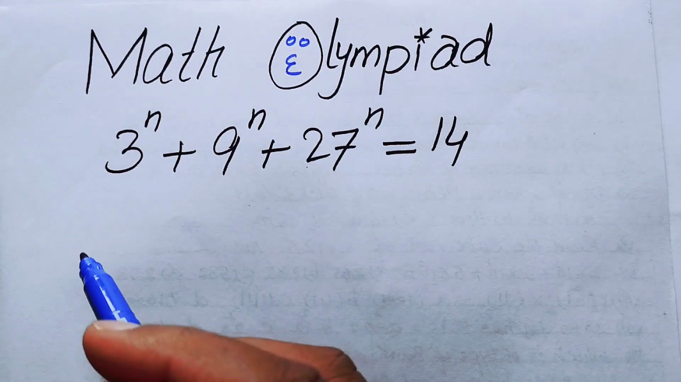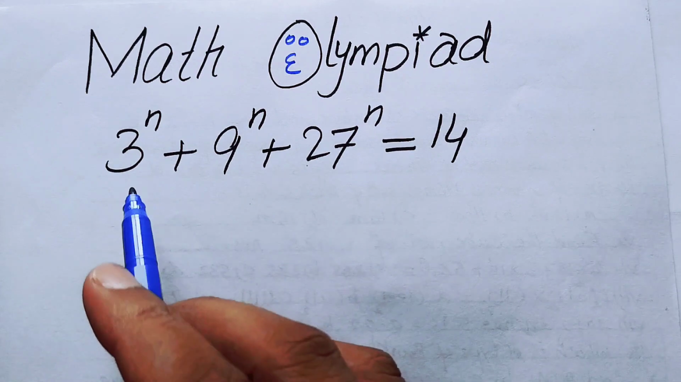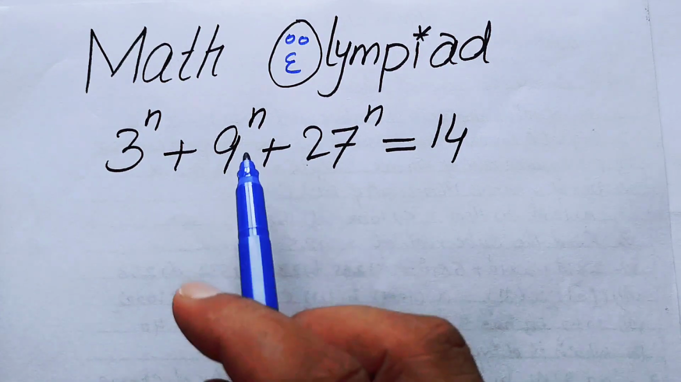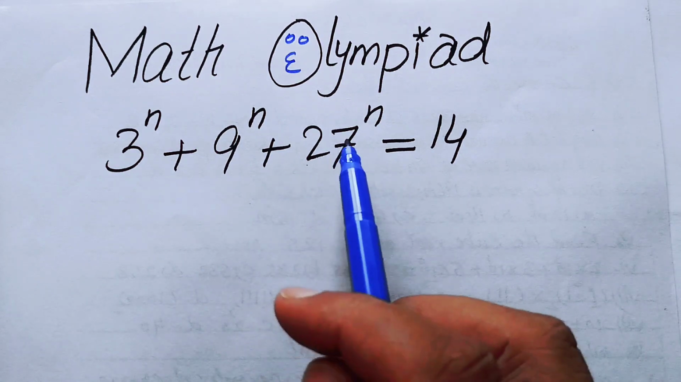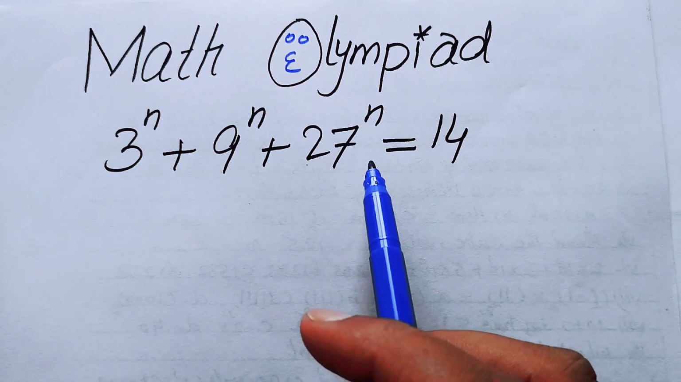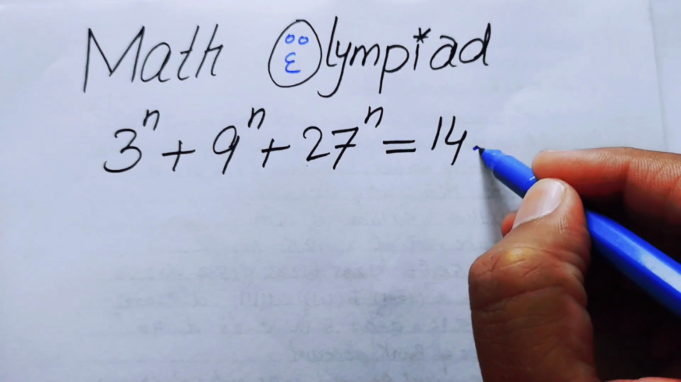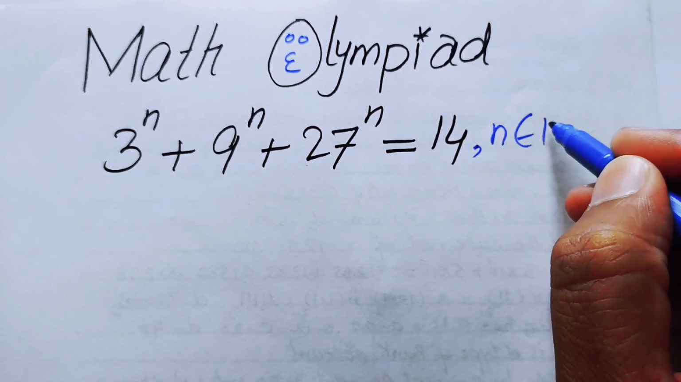In this video we are going to solve this nice algebra problem, and here we have 3 to the power of n plus 9 to the power of n plus 27 to the power of n is equal to 14, and we will solve this problem for the real values of n.